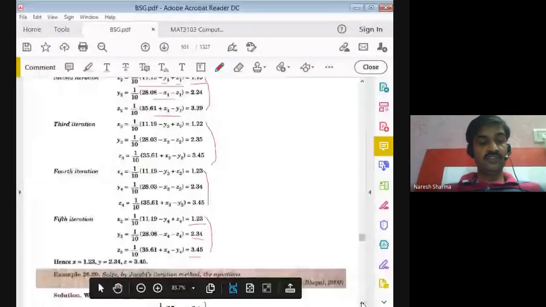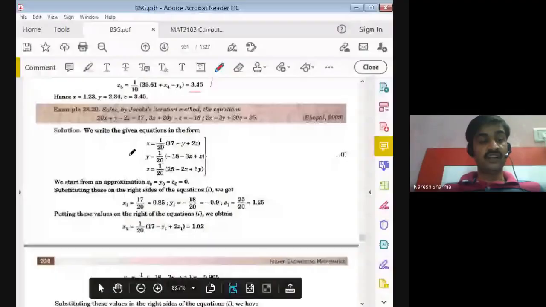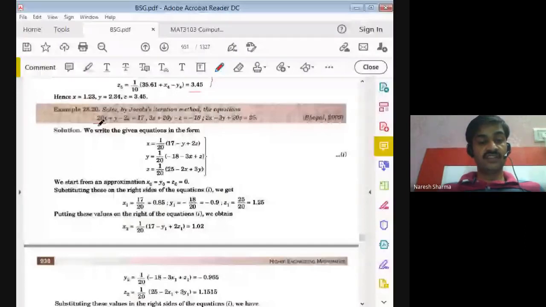Let's see one more example we can just discuss a little bit. The equation is 20x plus y minus 2z. So the coefficient of x is largest among these, so we keep this as your equation number 1. Here the coefficient of y is largest, so it is equation 2. Here the coefficient of z is largest, so keep it as your third. Keep other terms on the right hand side. Find the value of x from first, y from second, z from third, and put the initial values x naught, y naught, z naught equal to 0 in the right hand side. You get your x, y, z, and we give them the names x1, y1, z1.